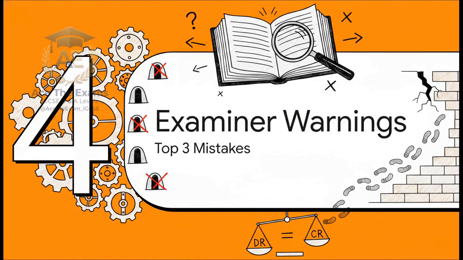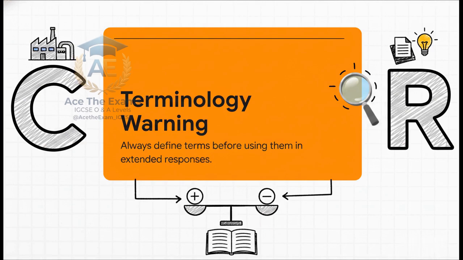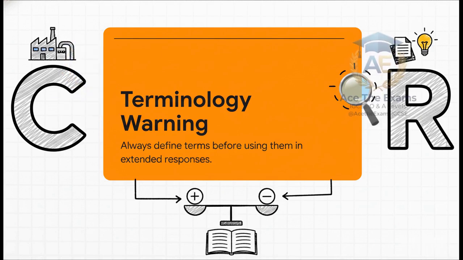Finally, let's step into the examiner's playbook with Section 4, Top Examiner Warnings. Looking directly at the principal examiner reports, there is a massive trap that stands out. Candidates consistently confuse key terminology. The reports literally scream about this year after year. When you are writing an extended response, you must always define your terms right out of the gate. For instance, if the prompt asks you to discuss capital expenditure versus revenue expenditure within the context of the accounting equation, define them briefly before you dive into your analysis. It anchors your answer and locks in those easy points right away.